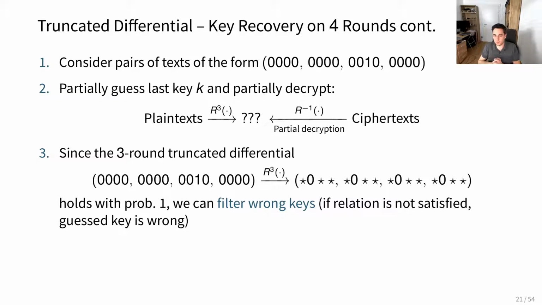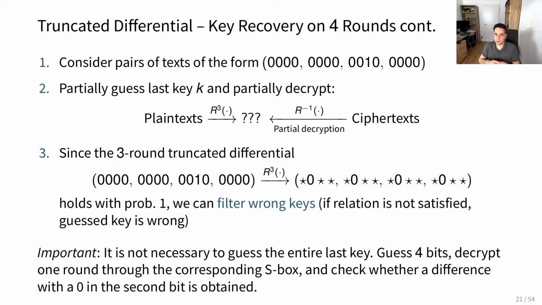Now you may ask, what does partial guessing actually mean? Why is this better than just guessing the key? It's important that it's not necessary to guess the entire last key. It's enough if we just guess 4 bits of the key, because this is sufficient for the decryption of 1 round to the corresponding S box in order to verify whether we have the zeros here or not, and if not, we discard the key. So that's the idea. We can guess 4 key bits independent of the others. That's what makes the attack possible. Are there any questions about that? I will wait a couple of seconds.